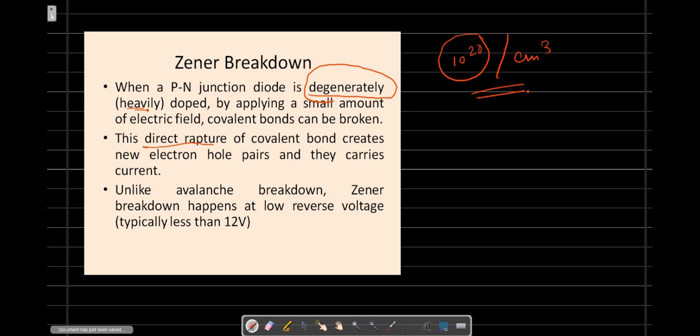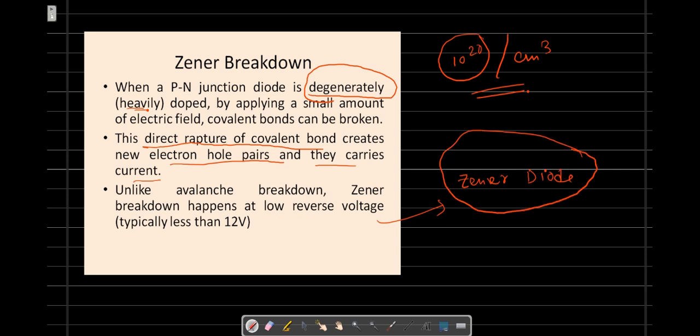The direct rupture of covalent bonds creates a new electron hole pair, and of course you will get a current. So unlike avalanche breakdown, Zener breakdown happens at relatively low reverse voltage, typically less than 12 volt. Even a 3.3 volt Zener diode is available. That's the breakdown voltage. Breakdown happens at 3.3 volt. The diodes we are using for that, using this property of Zener breakdown, are called Zener diodes. So this is all about avalanche and Zener breakdown process. I hope you understand the basic difference between avalanche and Zener breakdown.